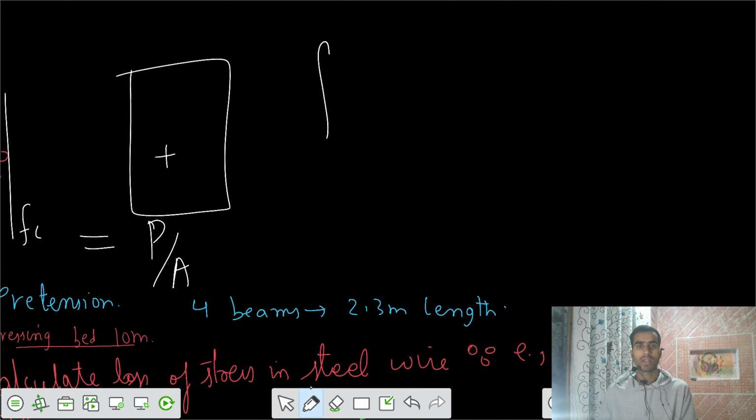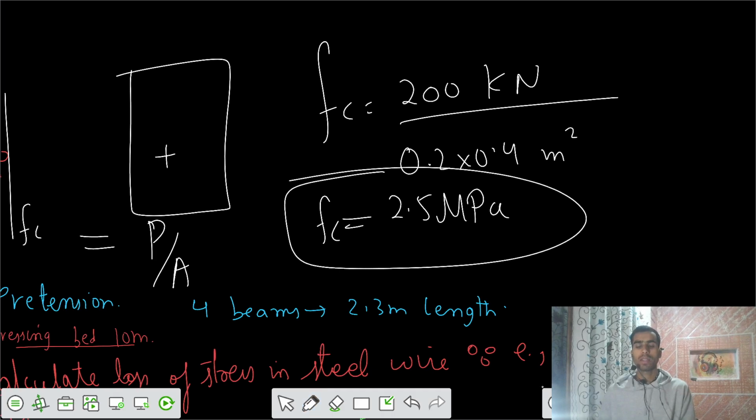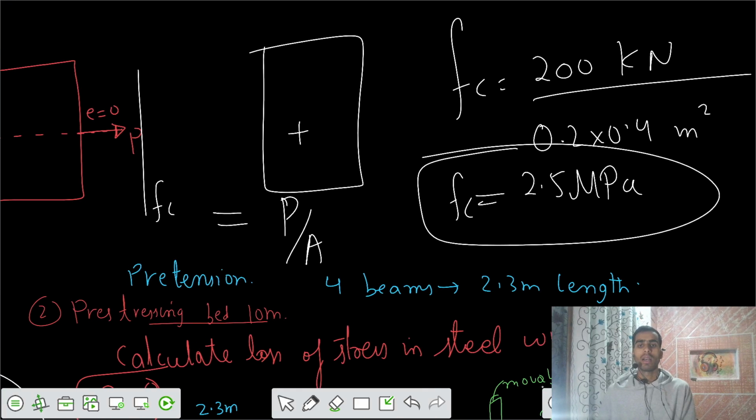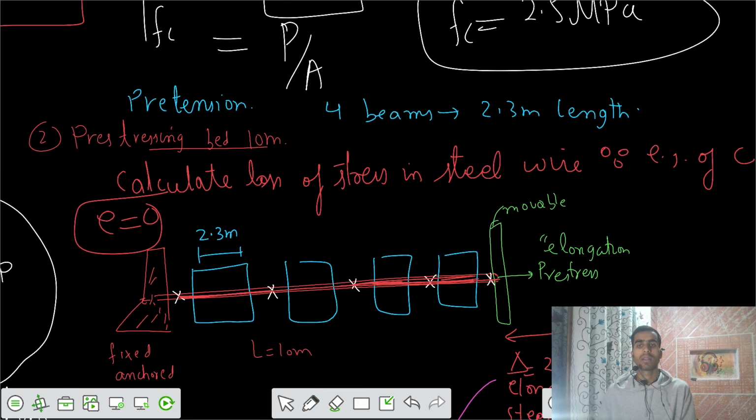So I would say the stress FC equals 200 kilonewton divided by the area of the cross section. It was 0.2 into 0.4 meters square. So stress equals 2.5 megapascal in the concrete. So stress in the concrete, that's 2.5 megapascals at the level of steel wire. At the level of steel wire, we are calculating 2.5 megapascal.